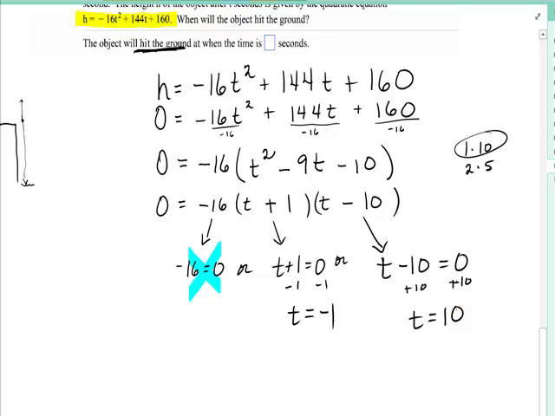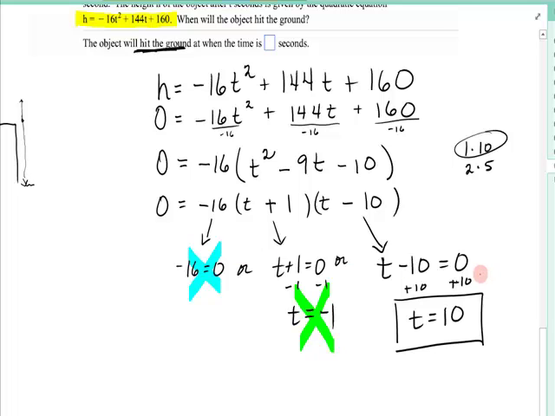t stands for time. Could this object hit the ground negative 1 seconds ago? No. Time can't be negative in our world either. Perhaps in the world of Einstein and relativity and time travel, it could be, but not in our little world right now. So our only answer is that it will hit the ground in 10 seconds.